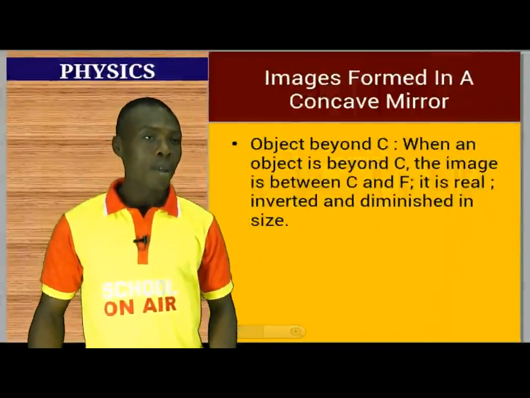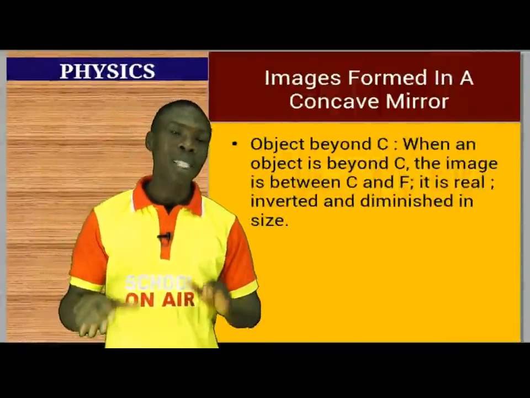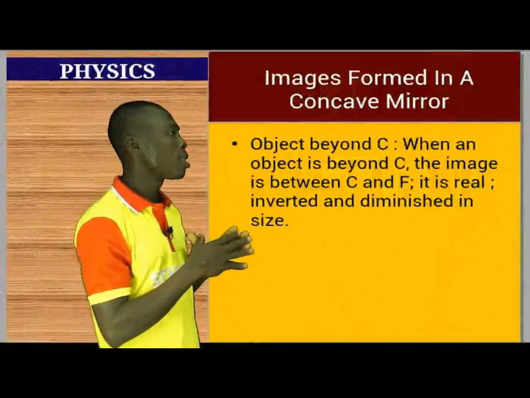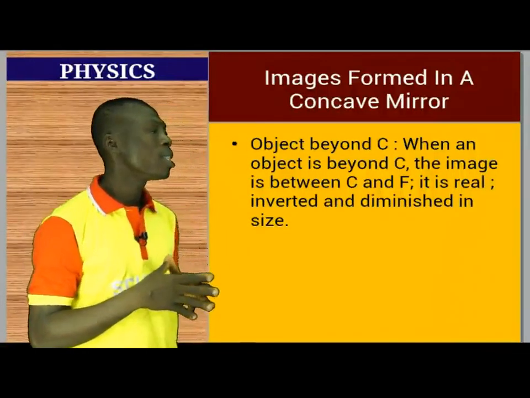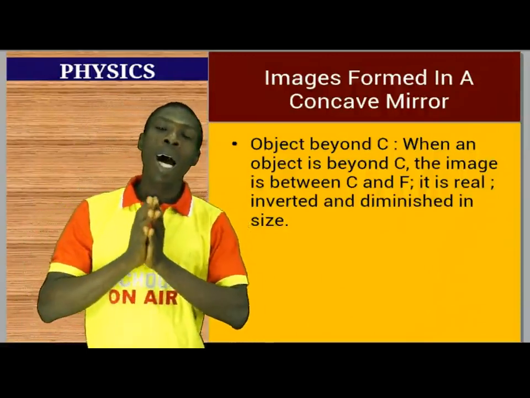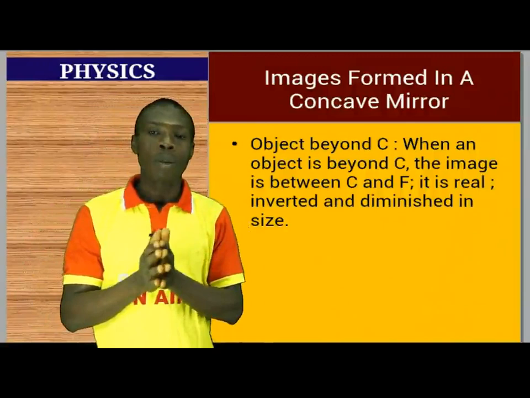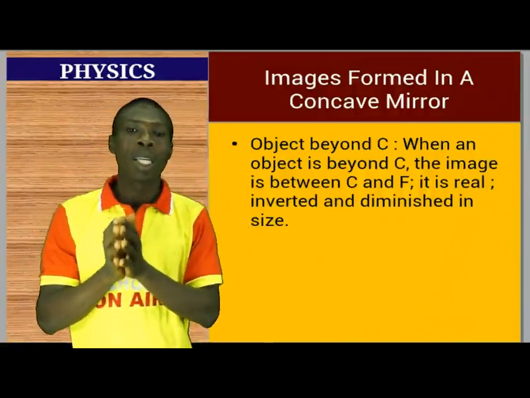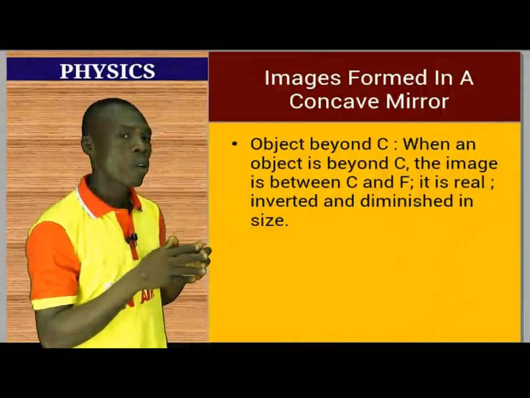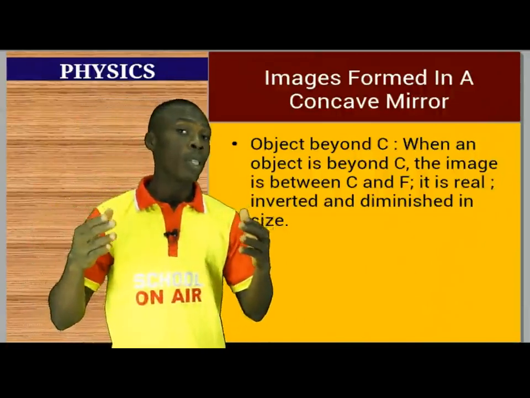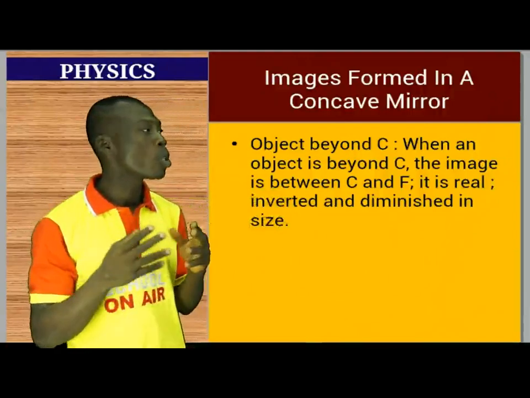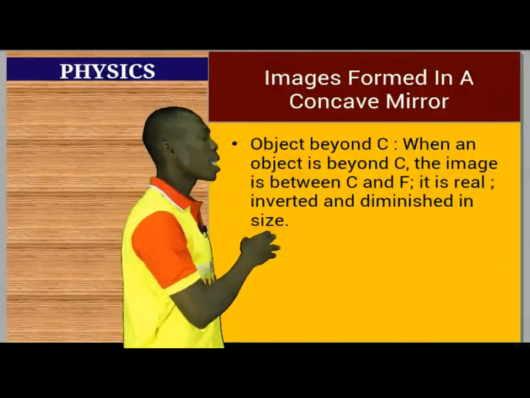Now, when we have an object that is behind the center of curvature, we have an object beyond C. The image is formed between the center of curvature and the principal focus. So we have the image between C and F. And of course, the characteristics of the image is always real and then inverted. Now, those are the two things you need to take note of here. The image is inverted and diminished.